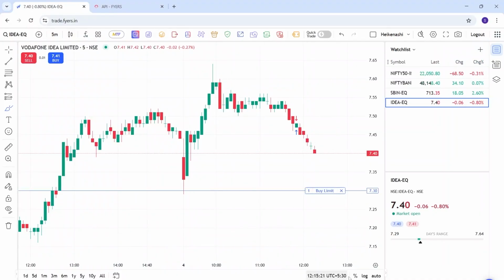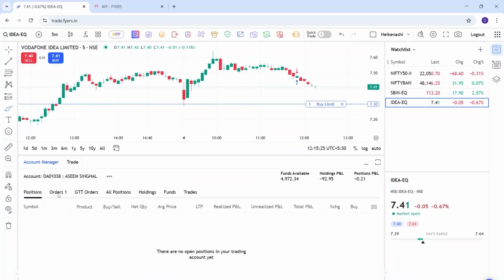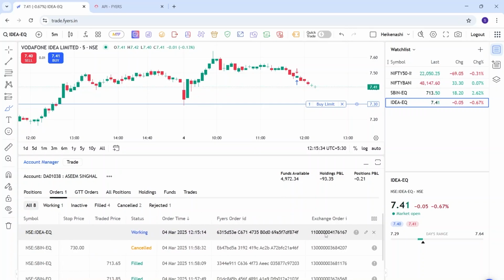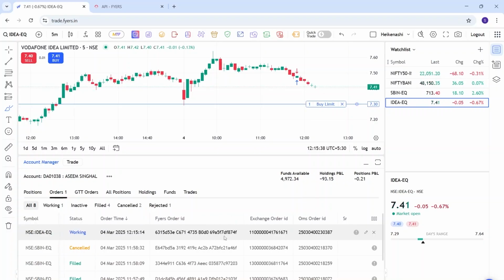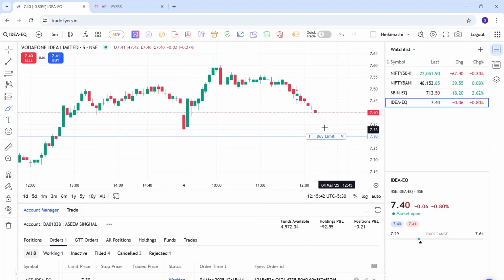If you open your tab here, you will actually see in the orders that we have an open order of IDEA at 7.3. It's an open order working, and to confirm, the order ID is 387. This is the same order ID which we have just placed. So you can see that it is clearly working perfectly. We have been able to put a buy limit order here.